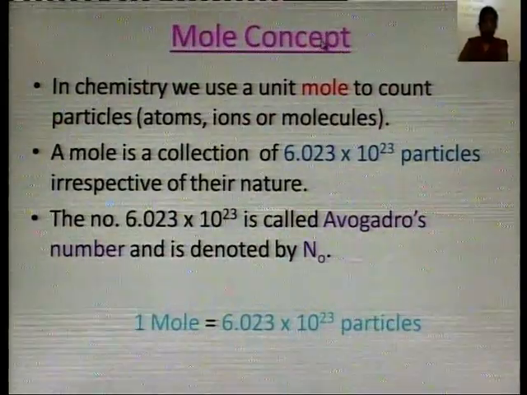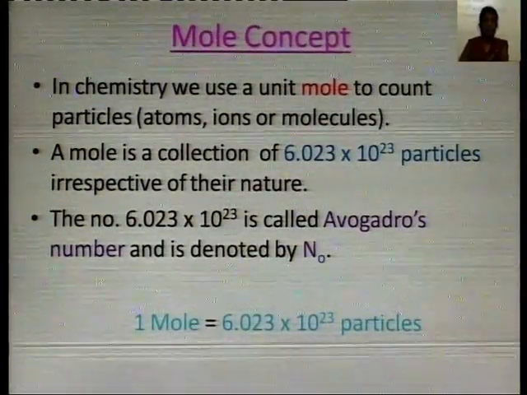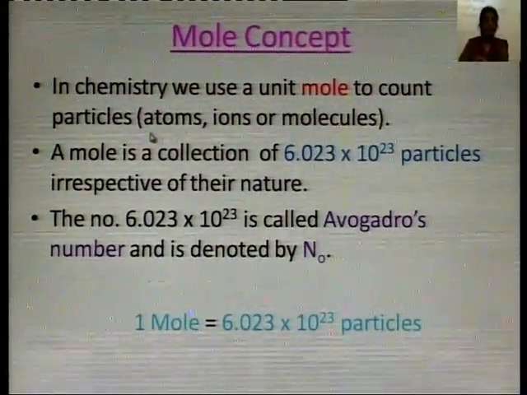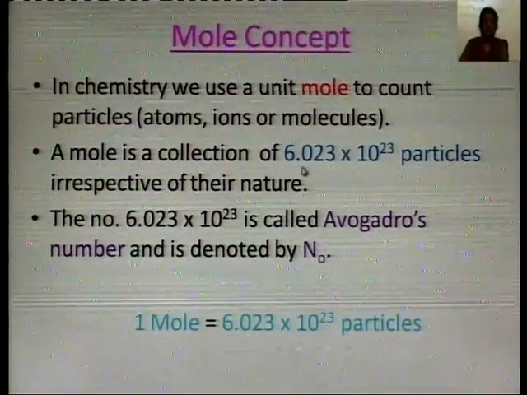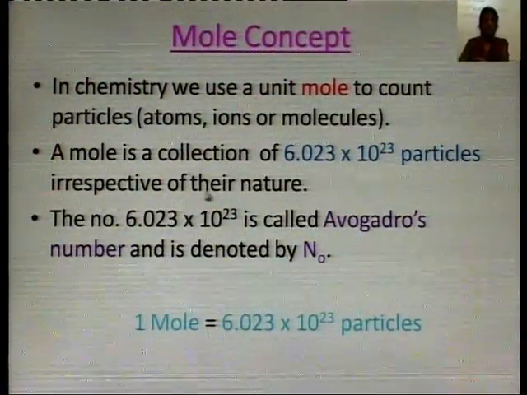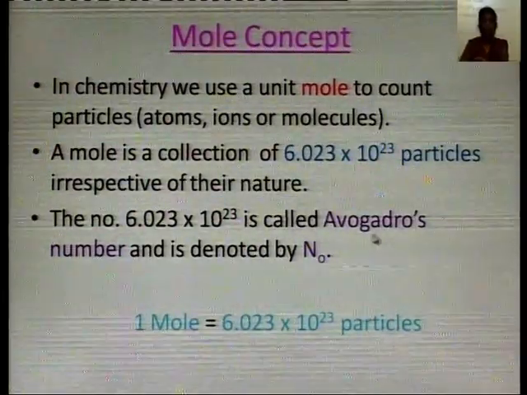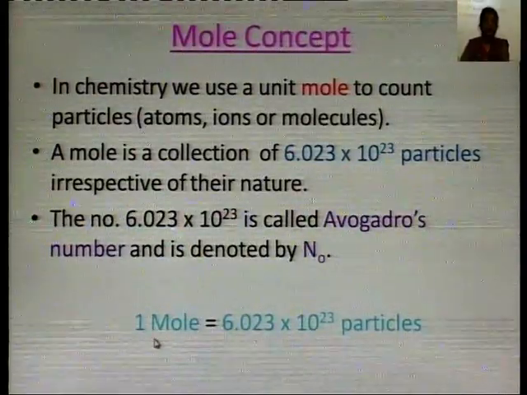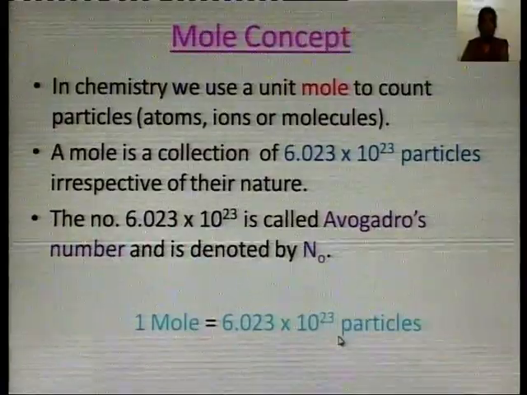Now, we come to the mole concept. As in daily life we use the term dozen, dozen means 12 articles. But in chemistry we use a unit, the mole, to count the number of particles. It may be atoms, ions, molecules or any other thing. A mole is a collection of 6.023 into 10 raised to 23 particles, irrespective of their nature. This number, 6.023 into 10 raised to power 23, is called Avogadro's number, and it is denoted by N naught. Or we can say simply in terms of numbers, 1 mole is equal to 6.023 into 10 raised to power 23 particles.